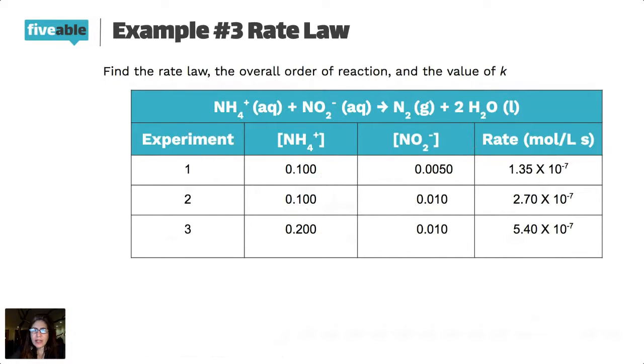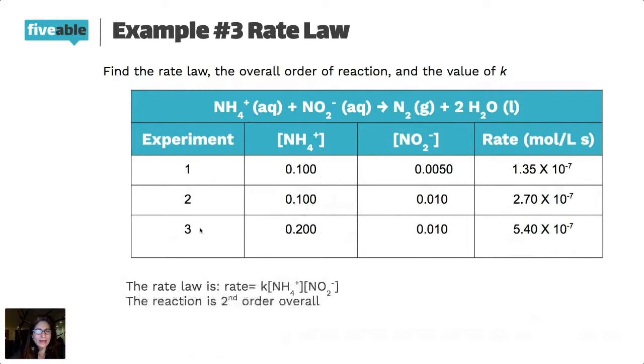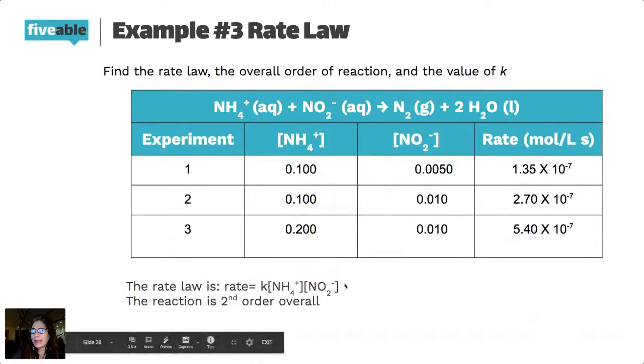It's second order, correct. So yes, you got this. Excellent. Okay. Now, if we want to get the value of K, as we did before, we take the values from any experiment that you want. So you choose any row, plug in the values here, and solve for K.